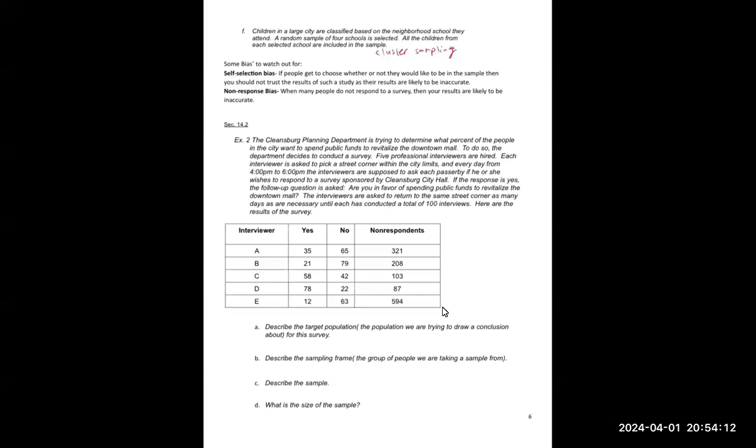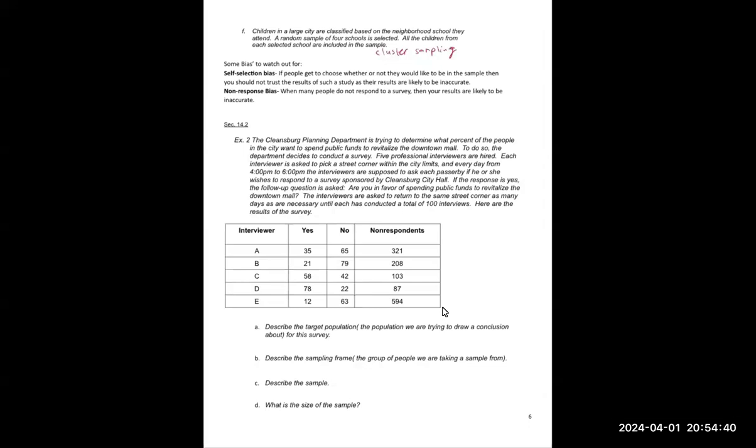So let's see this example number 2. The Clinsburg Planning Department is trying to determine what percent of the people in the city want to spend public funds to revitalize the downtown mall. To do so, the department decides to conduct a survey. 5 professional interviewers are hired. Each interviewer is asked to pick a street corner within the city limits.